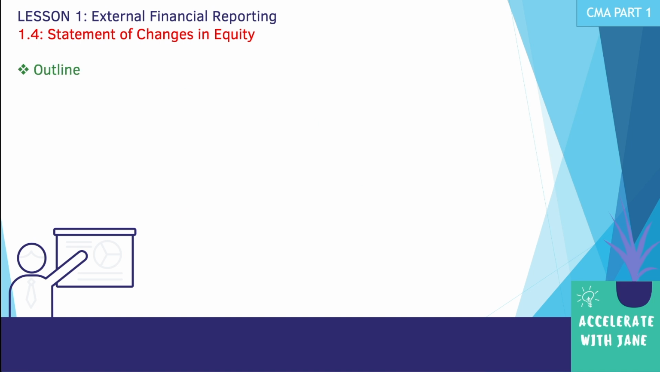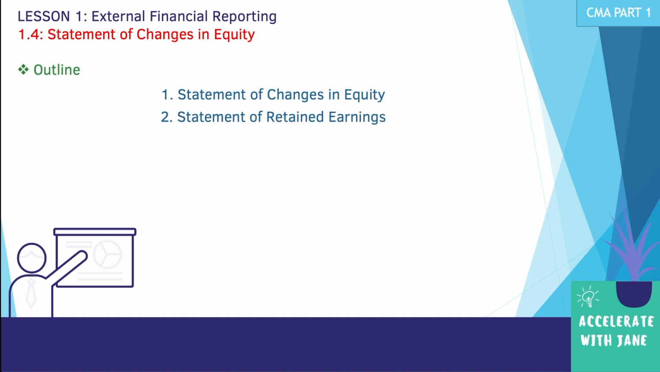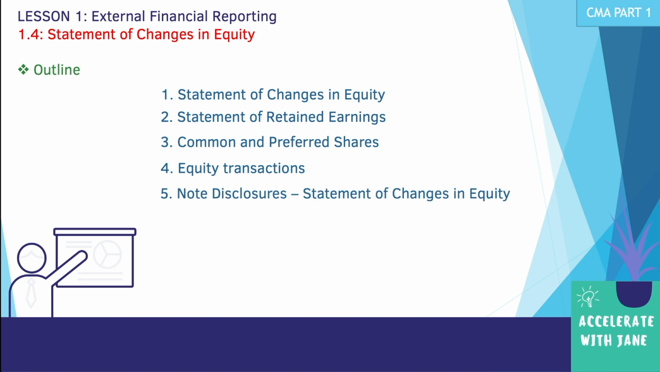So for the outline, first, I'm going to talk about the statement of changes in equity. Second, the statement of retained earnings. Third, the common features of the common and preferred shares. Fourth, what are the equity transactions? And fifth, the note disclosure specifically pertaining to the statement of changes in equity. And lastly, the limitations of the statement of changes in equity.